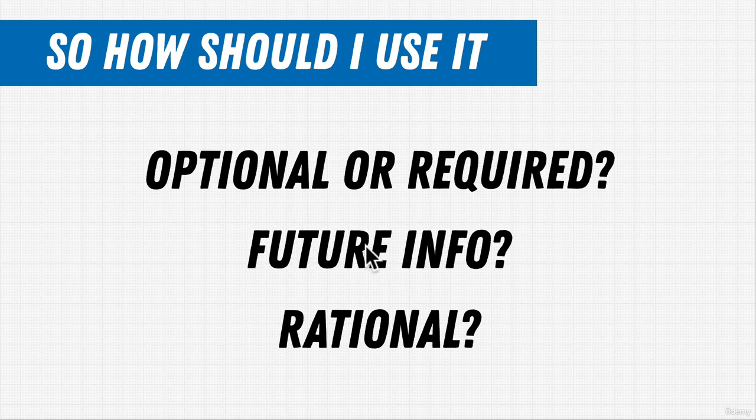That ties into future info. Optional info is often future info. Usually when you have optional information, it is information that you are going to either get in the future or get at some point in the user process.